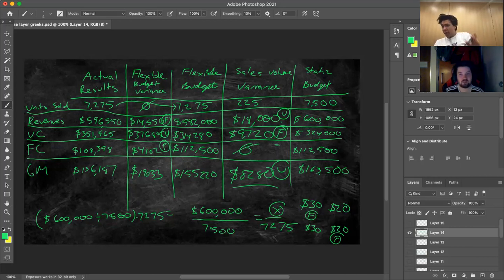Wait, take your time, 45 seconds. Yeah, never mind, actually. That would be unfavorable because you're losing $19,033. Yeah, you're making $19,000 less. Okay, cool.